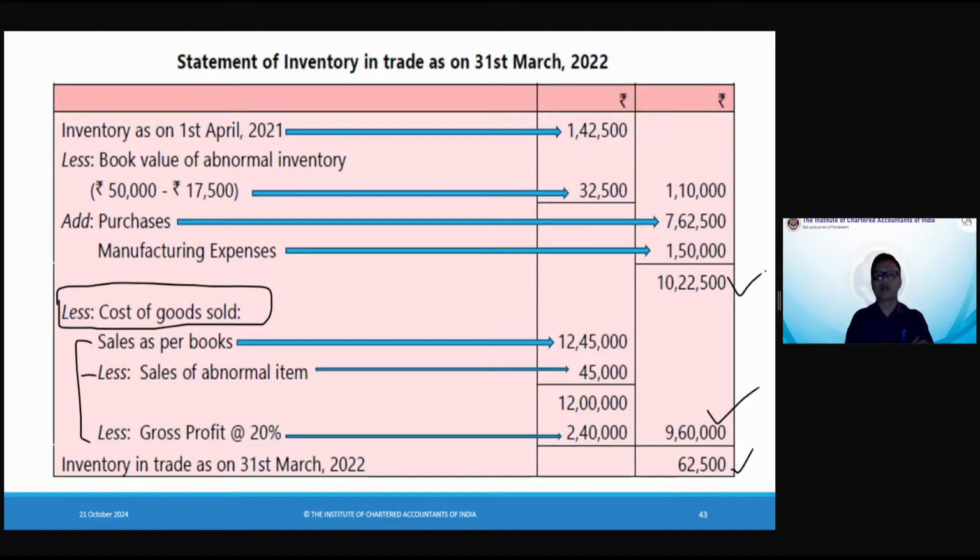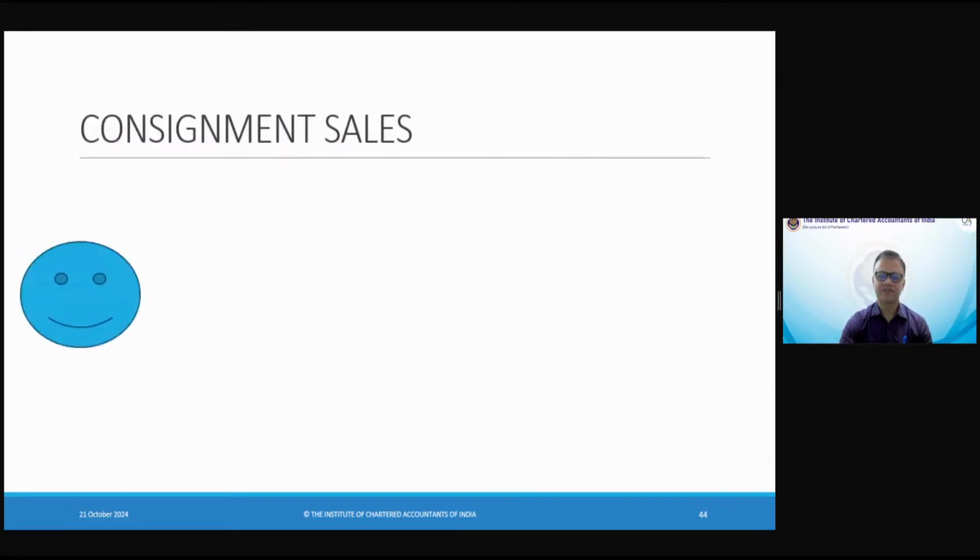So if you know this concept before, if you know the equations before, if you know the method of solving, it will be easy for you once you link the points or events: yes, this is linked to this, and this is linked to this. Now let us see what is happening here. I am talking of consignment sales. Consignment sales is one type of sales.